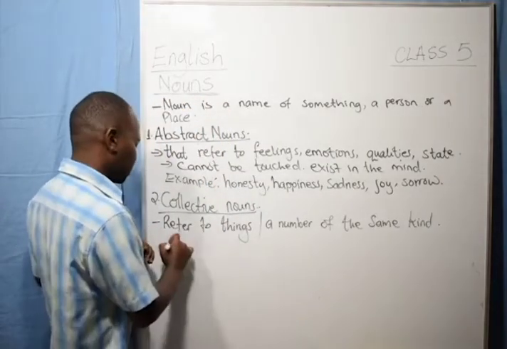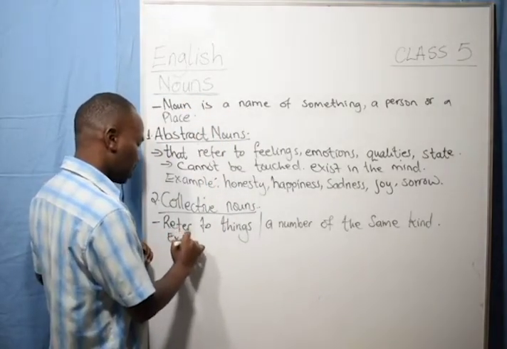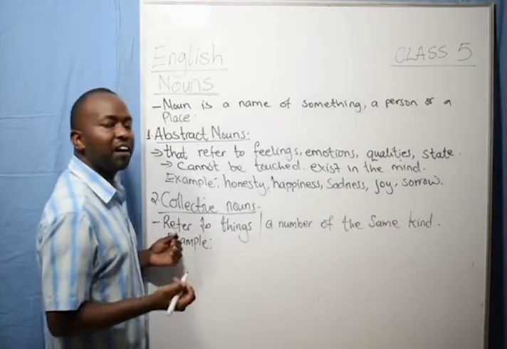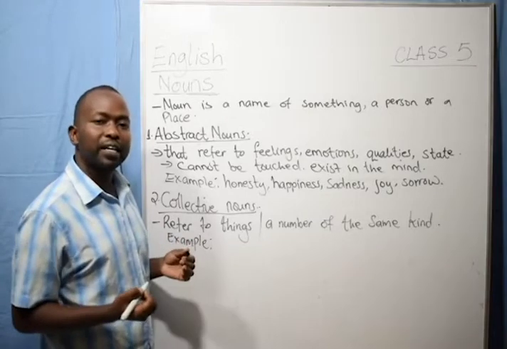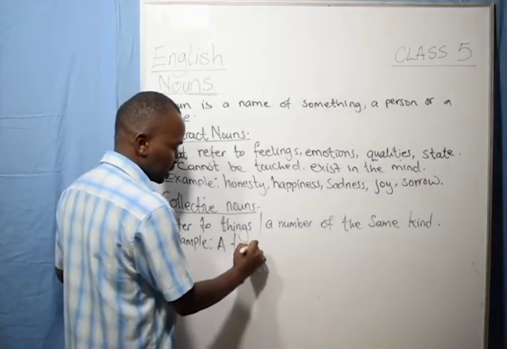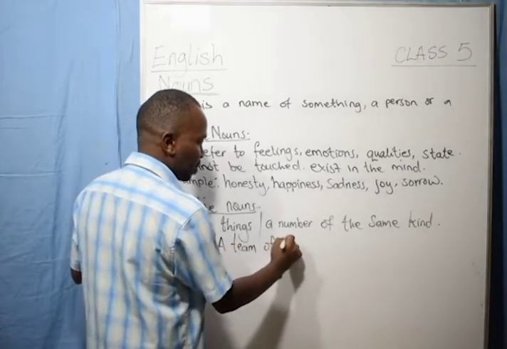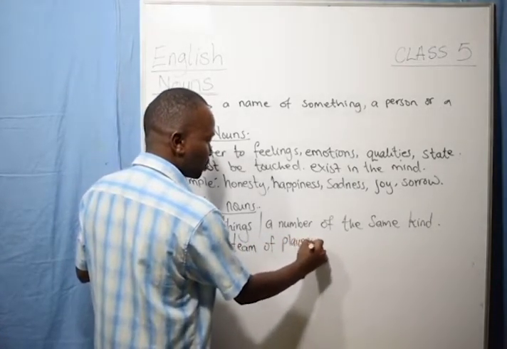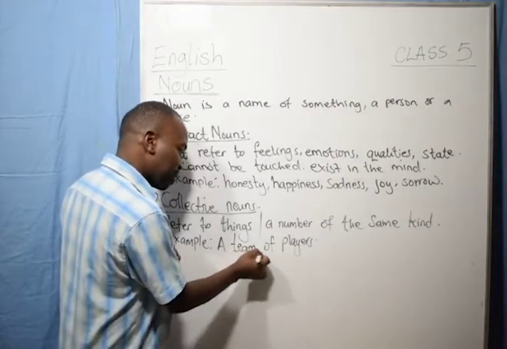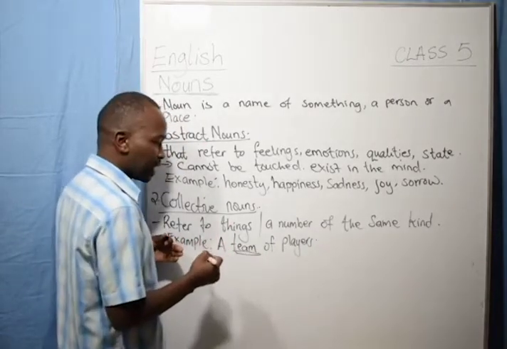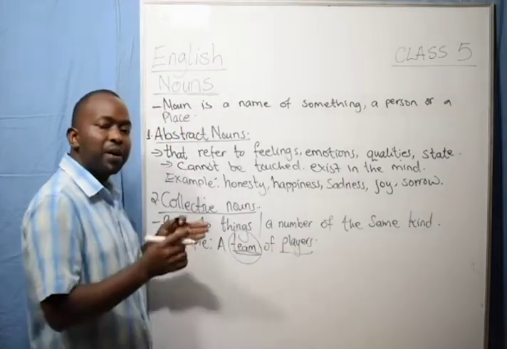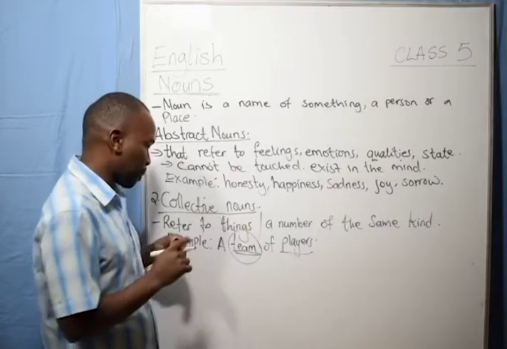For example, when we have people playing a football match from one team, we say a team of players. Now, the word team is a collective word of players, of many people playing together.